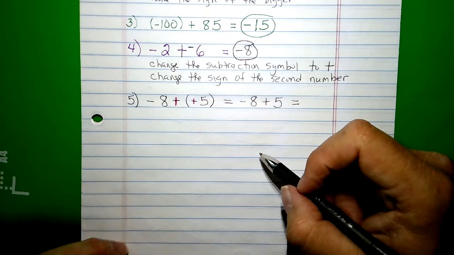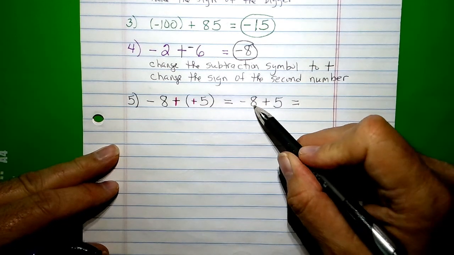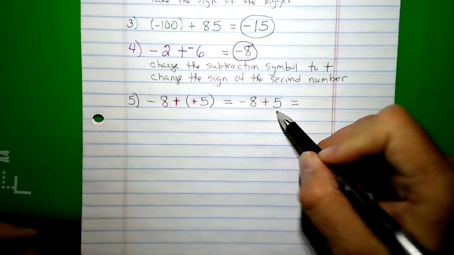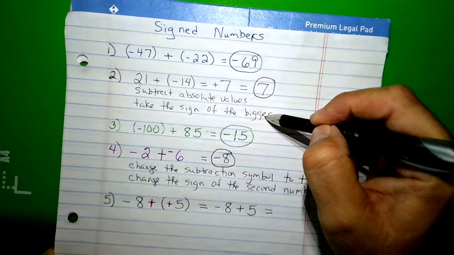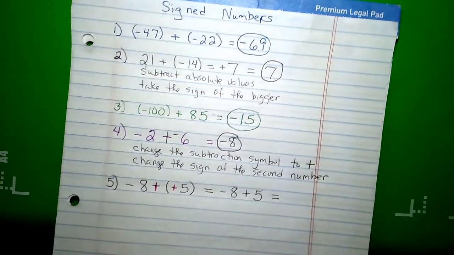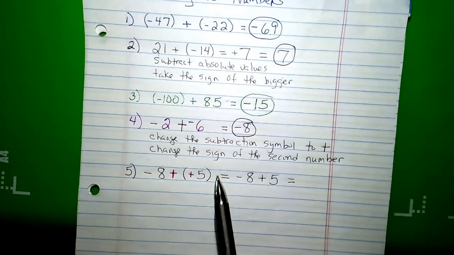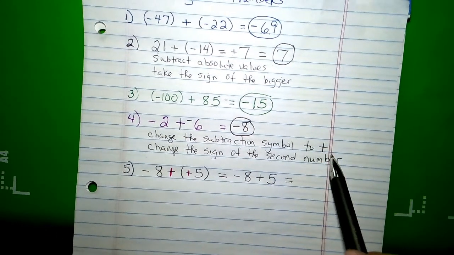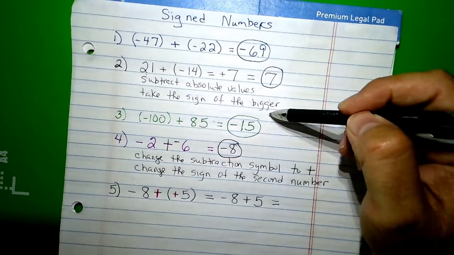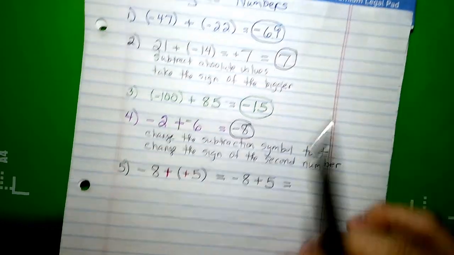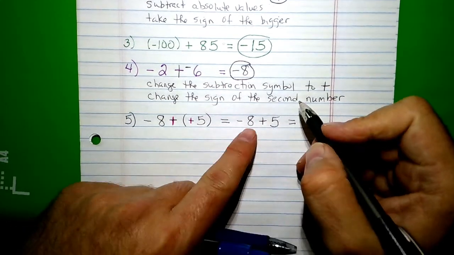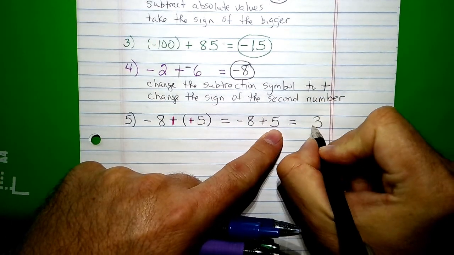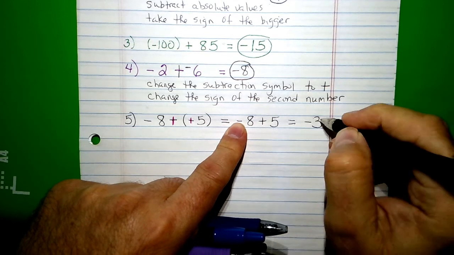Now, how do we add a positive and a negative number? Oh, that's what we were doing up here. Subtract, take the sign of the bigger. Okay? In order to subtract signed numbers, you're writing it as addition, so you can use the rules for adding signed numbers. So negative 8 plus 5. Subtract, take the sign of the bigger.